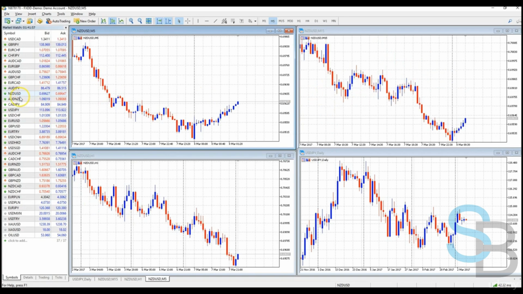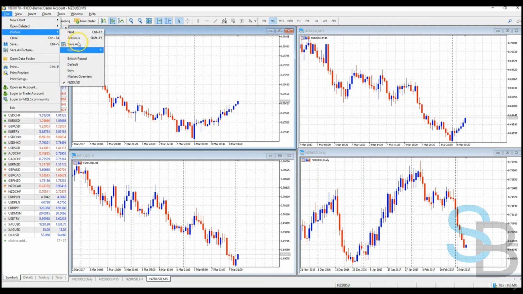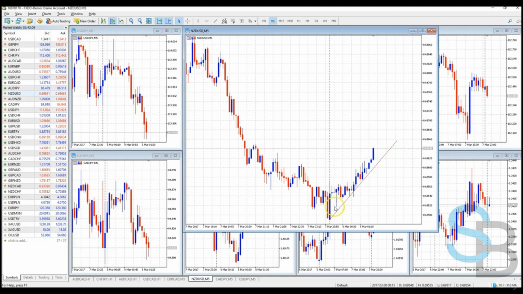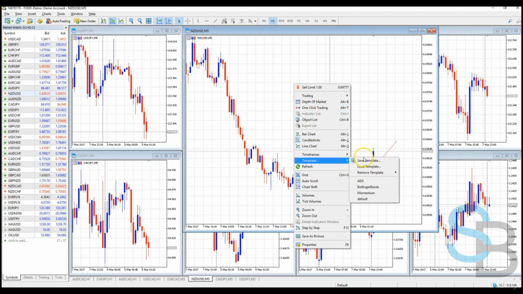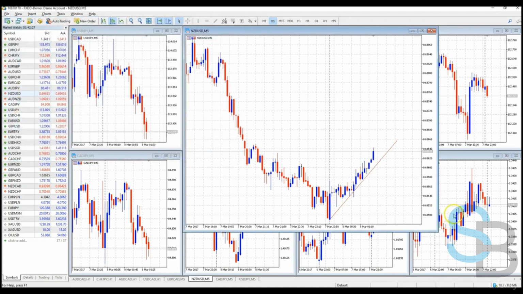Just like that. Now the problem is that we spotted that rising trend on our default profile, and we drew in this nice trend line. However, the trend line was not able to transition over to our profiles page. So for that to happen, what you need to do is right click and save this as a new template. And this time you'll save it as the New Zealand USD template.